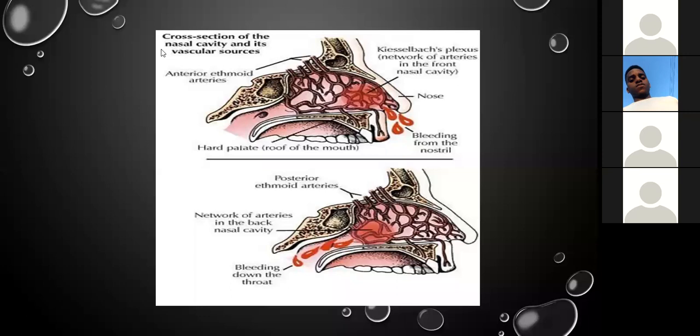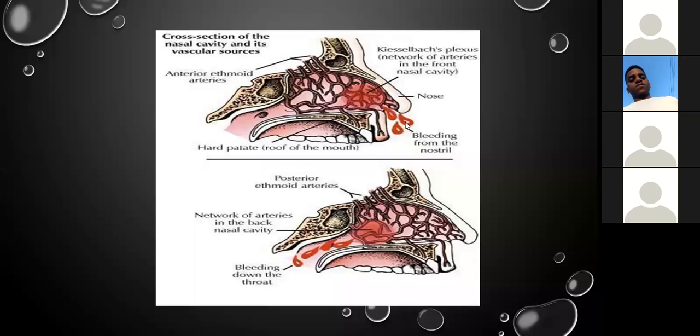epistaxis, where you have the anterior nose bleeding coming from Little's area, while the posterior one, there's an area we call the Woodruff plexus, and it's usually arterial coming from the sphenopalatine. It's more posterior to the middle turbinate.